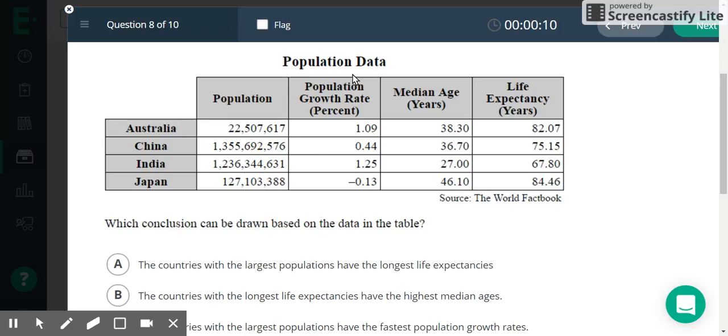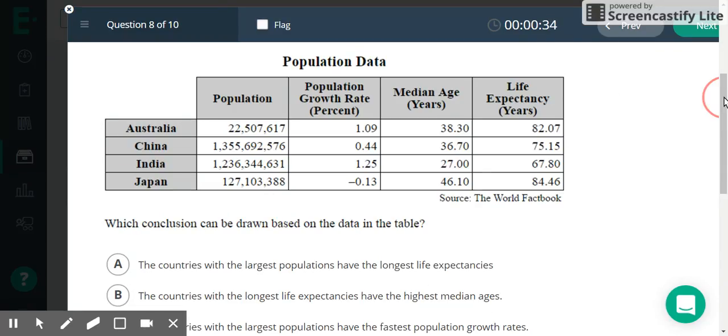That's the title. Then we've got 4 different countries that are listed with some information. Population, the growth rate of population. When it says median age, you should know from math, maybe in your lifetime of knowing that median is another way of saying average. And then we've got life expectancy. In other words, how long do they expect to live on average?